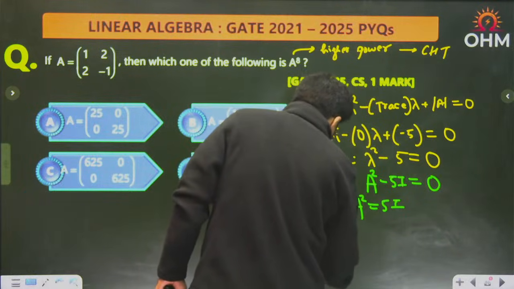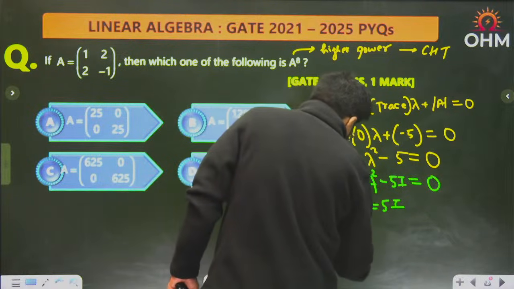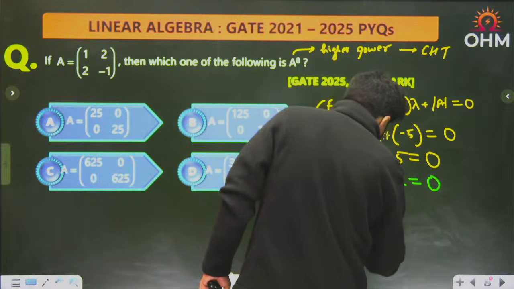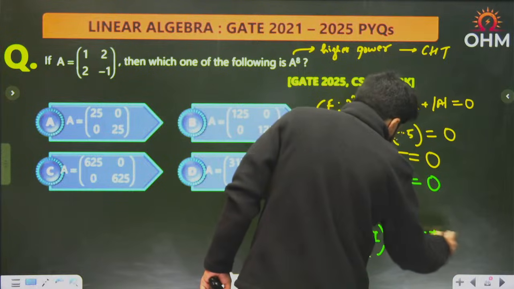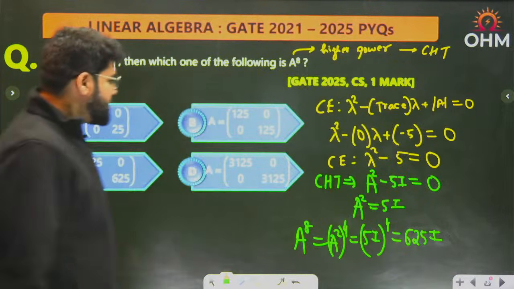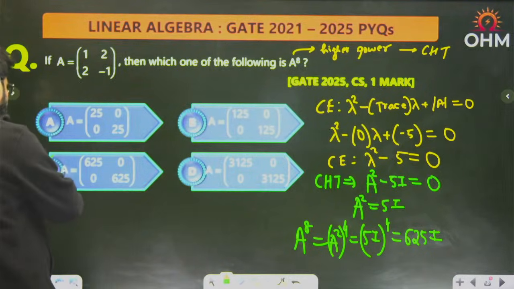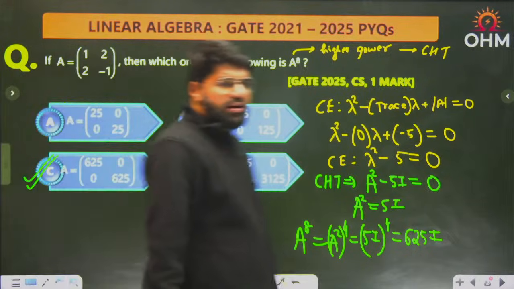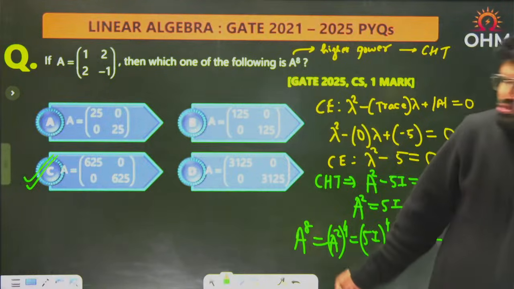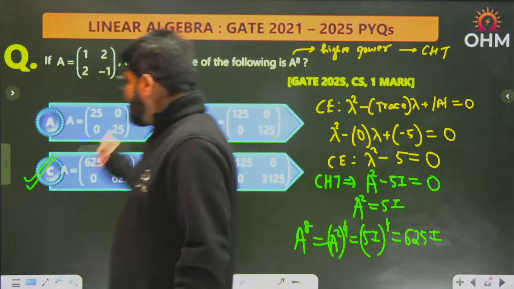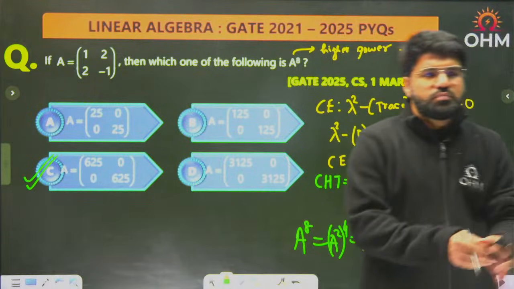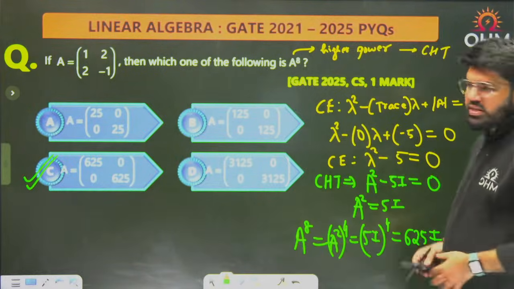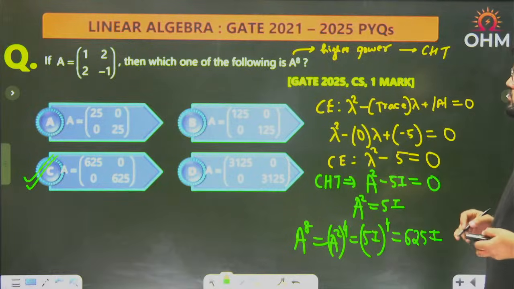What is A power 8? A square whole power 4. That means 5I power 4. 5 power 4 is 625 and I power 4 is I. So answer is 625I. 625I matrix, you know, na? Option number C. I means all diagonal elements 1, so 625I has diagonal elements 625, 625. Rest is anyway 0, 0. Answer C. GATE 25 CS 1 mark question this was.